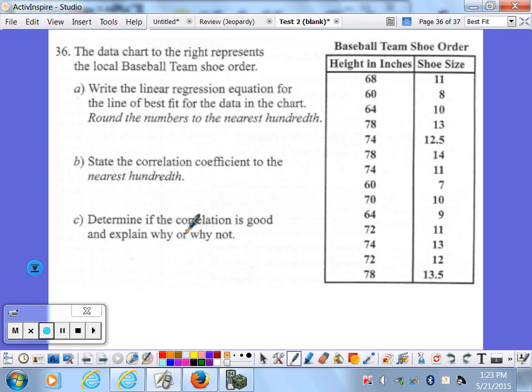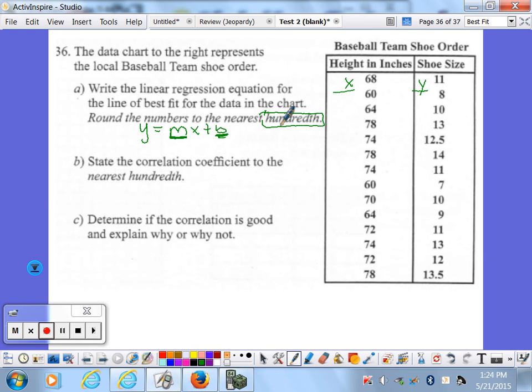Number 36, the data chart to the right represents the local baseball team's shoe order. Write the linear regression equation for the line of best fit for the data in the chart. So we actually just did this for the other question. So what you need to do is go to your Stat, edit, and enter this data in very carefully into L1 and L2. You're going to find the linear regression, which means you need to come up with the y equals mx plus b. Remember, the calculator uses the letter a for m, and it uses b for b. And you're going to round the numbers to the nearest hundredth.